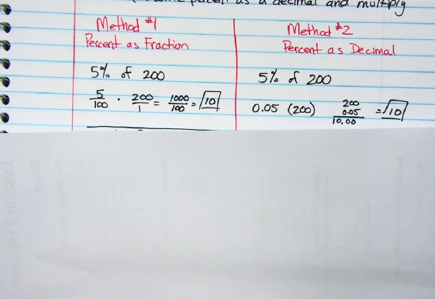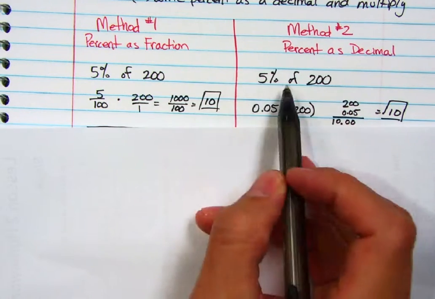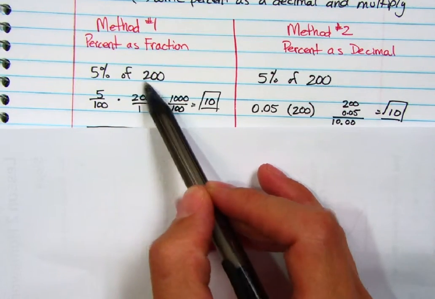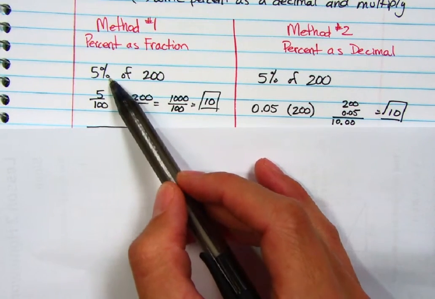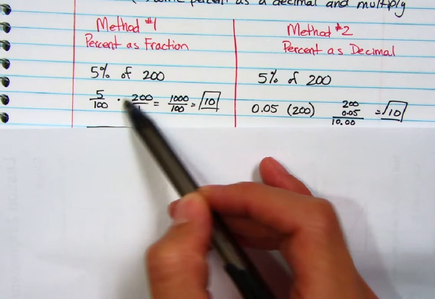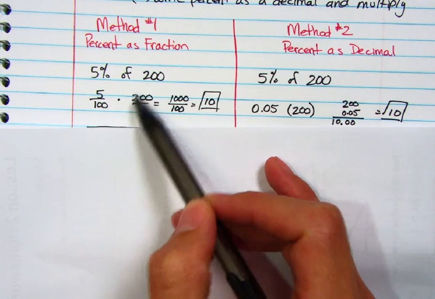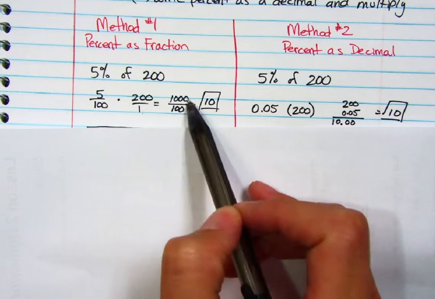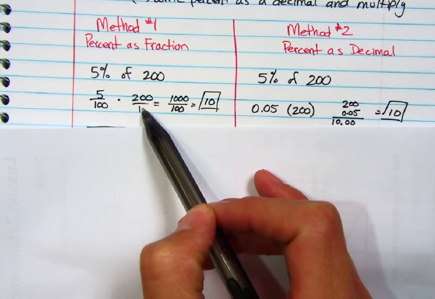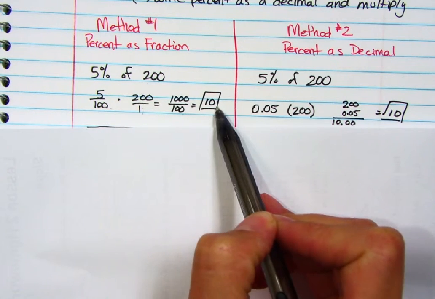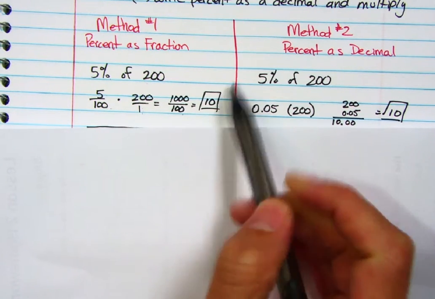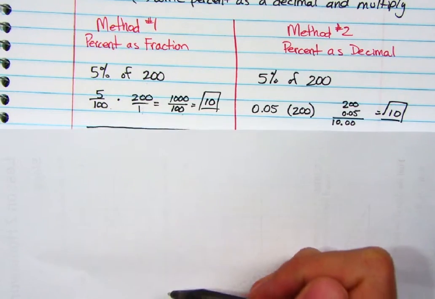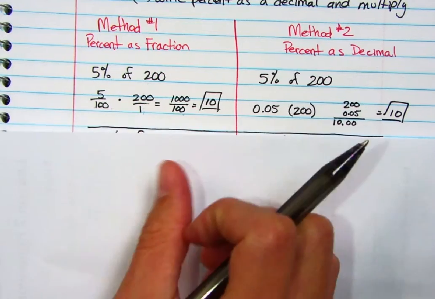There are two examples here, same exact example, but shown different ways. So the percent as a fraction, so 5% of 200, 5% really means 5 out of 100, so that's 5 over 100 times 200 over 1. I just made 200 a fraction by putting 1 under it. And I just multiply across. 5 times 200 is 1,000. 1 times 100 is 100. Divide it, I get 10. Now some of you might be looking at this and saying, look, I could cross cancel right here. Yeah, you sure can. If that's the way you want to do it, that's fine. I just wanted to show you just simply going straight across.